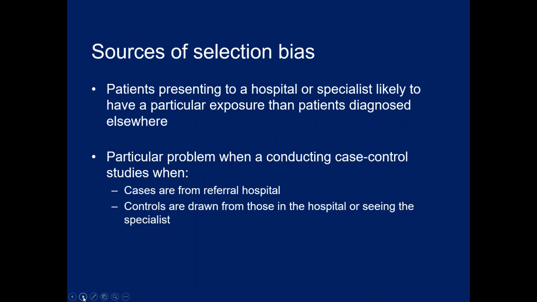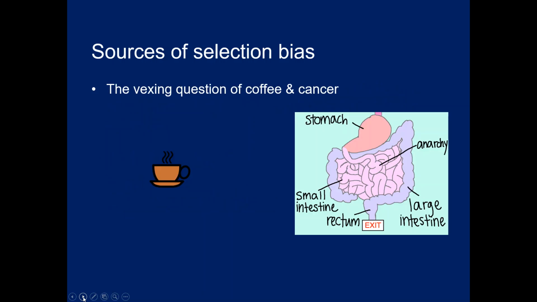Another problem that comes up is that patients presenting to a hospital or specialists are likely to have a particular exposure compared to patients diagnosed elsewhere. It's particularly an issue with a case control study, especially when our cases are from the referral hospital. They may not be representative of the normal pattern of exposure and also the severity of cases. Often what we do is draw our controls from those in the hospital rather than more generally. I want to give you two examples of the issues, and they come from human medicine.